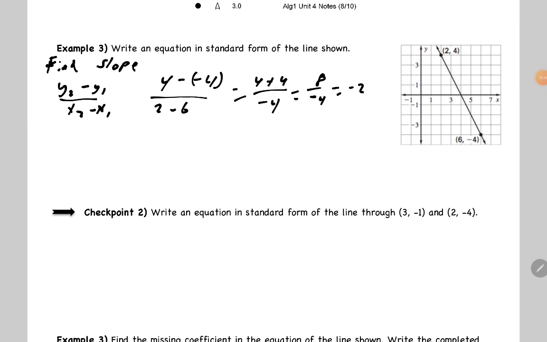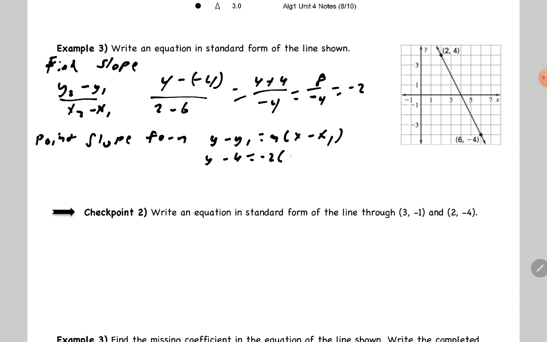So there's my slope. And in order to write it in standard form, we need to write it in point slope form first. So remember, point slope form was y minus y1 equals m times quantity x minus x1. Okay, and then we're just going to choose a point. I'm going to use the top one, 2 comma 4. So y minus 4 equals m, which is negative 2, times x minus 2.